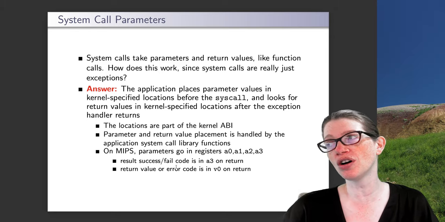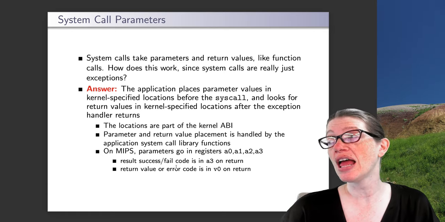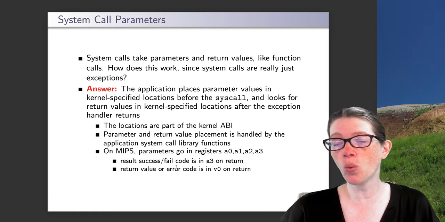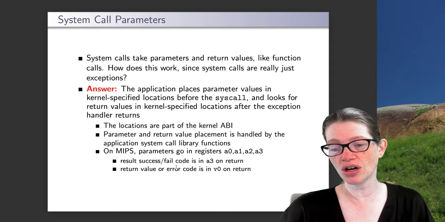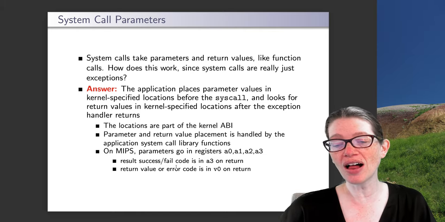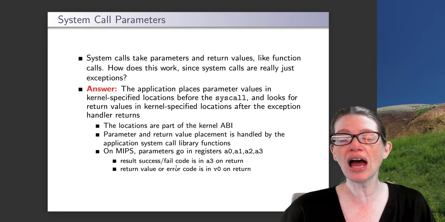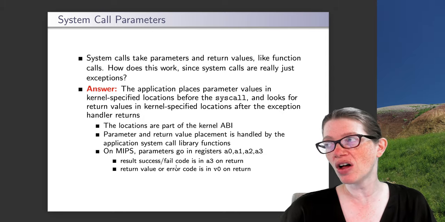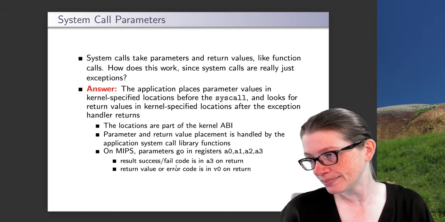So we have two return values. Into register A3, we're either going to put success or fail. Success is 0, fail is 1 for this. And then depending on the value in A3, register V0, which is our second return register, is going to contain either the value or the error code. So if A3 contains fail, then V0 will contain the error code. And the system call library, which initiated the system call exception, will look in both of these registers and then look up the appropriate error or exception to throw back to the user program.